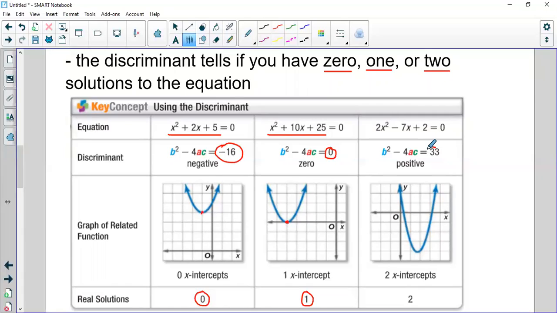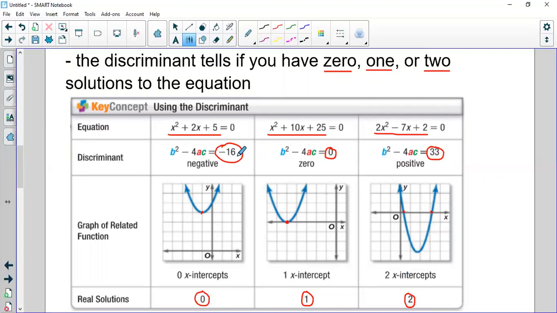And if the discriminant is positive, so they took this 2x squared minus 7x plus 2 equals 0, and they found the discriminant to be positive 33. Doesn't matter what the number is, it just matters that it's positive. If the discriminant is any positive number, you're going to have exactly 2 x-intercepts every single time.